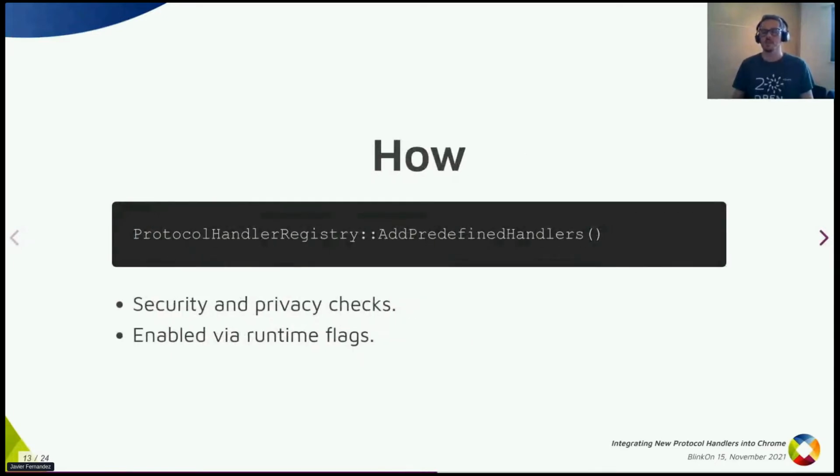It should be relatively easy to implement this, since Chrome OS already uses these predefined handlers for the mailto and webcal protocols. And obviously, we still need to implement the same or similar security and privacy checks as the ones used by the web extensions through the HTML API. And we want to expose this feature via runtime flags, so the user just needs to switch on the flag to opt into this feature.